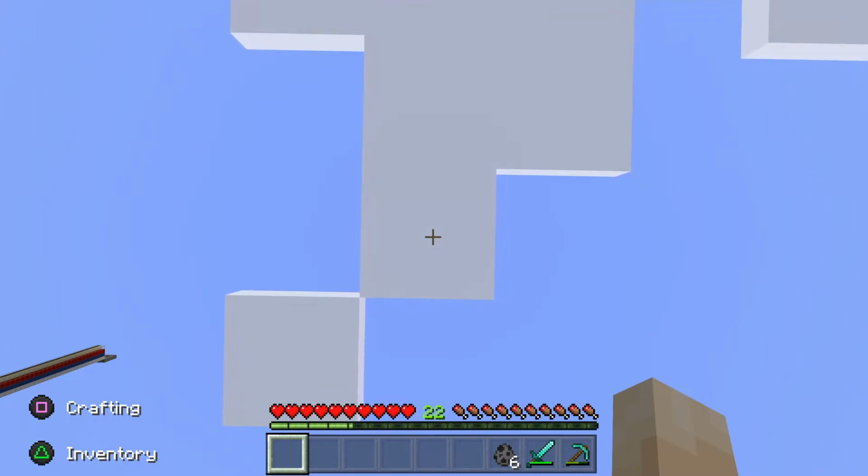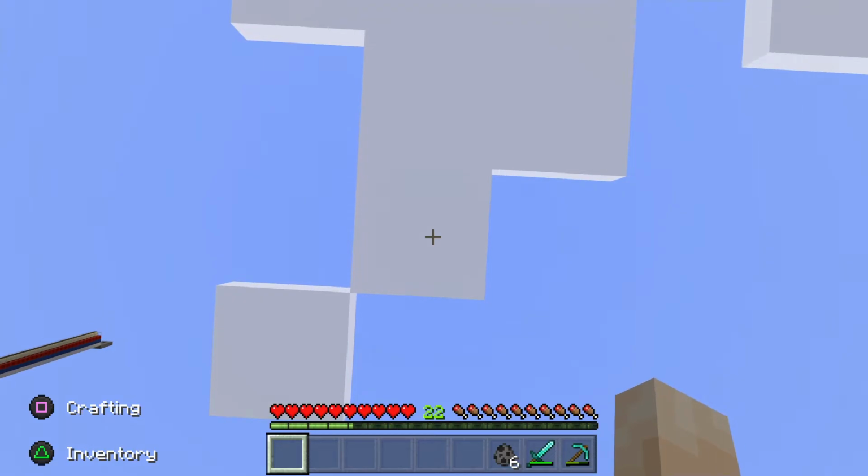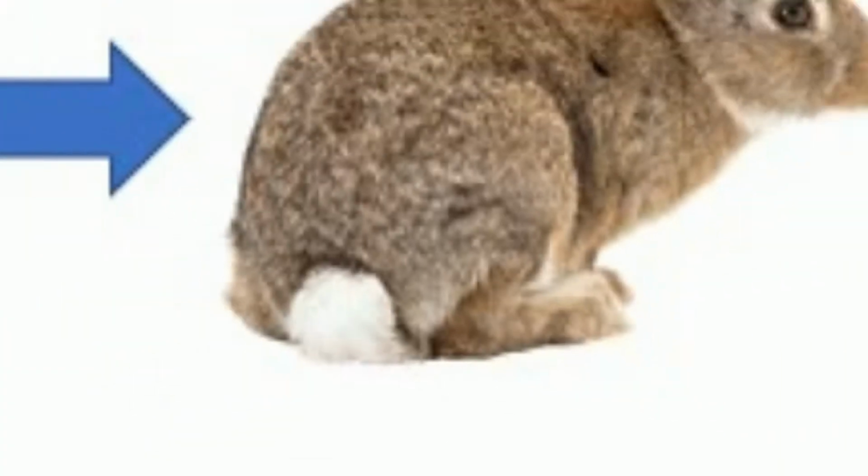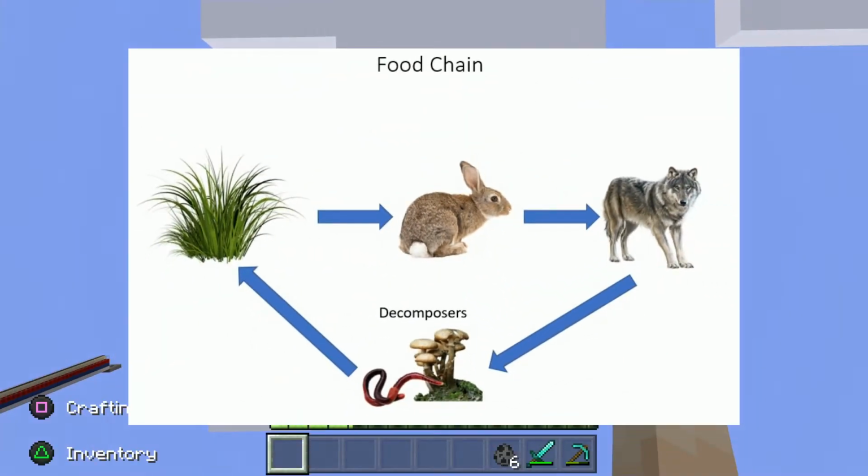Before we start, I will explain what a food web and what a food chain is. A food chain is the path energy takes from the producers, consumers, and decomposers. For example, in this picture, the bunny eats the grass, the wolf eats the bunny, and once the wolf dies, it will get decomposed by the decomposers, which will eventually grow grass again.